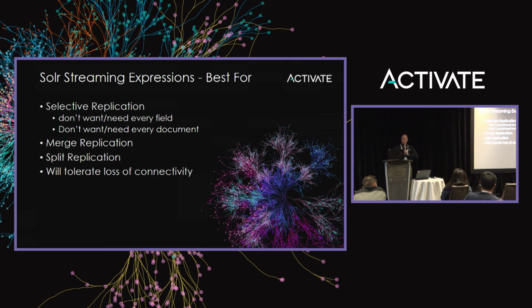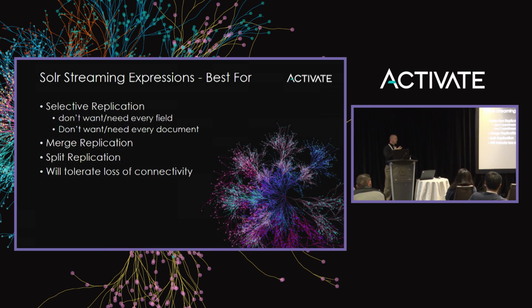This is best for selective replication when you don't necessarily need or want every field to come across. With CDCR, it's the whole document. You don't get to pick and choose which fields you want. You don't get to pick and choose which documents you want. It sends everything all the time.